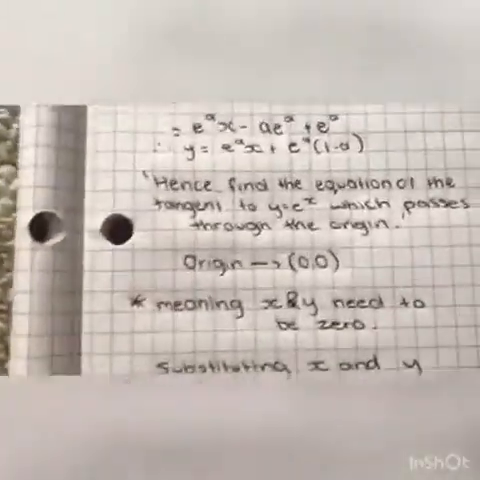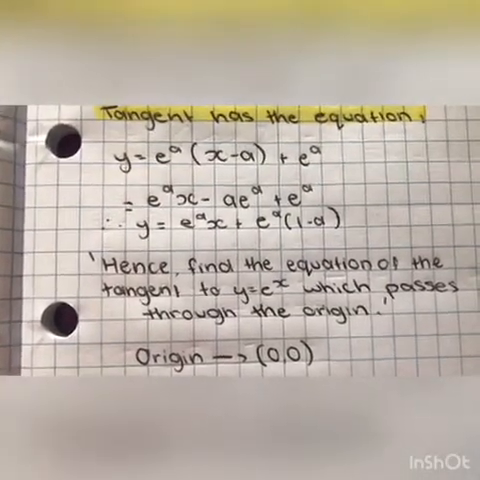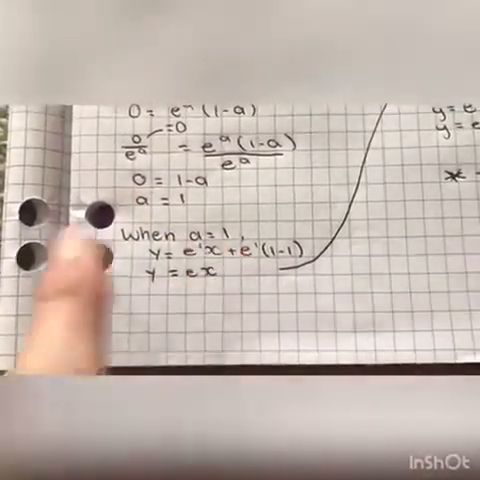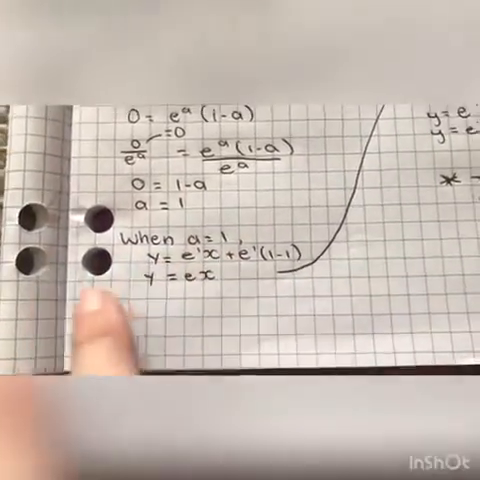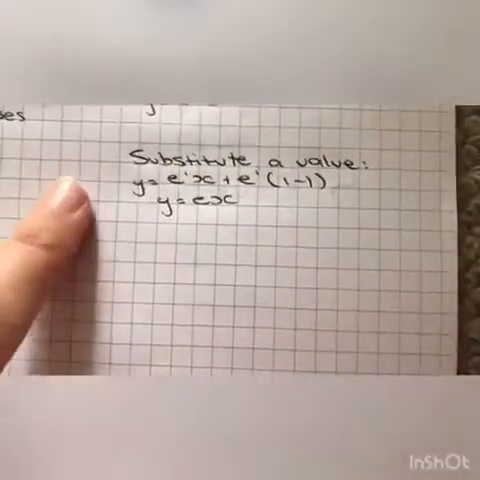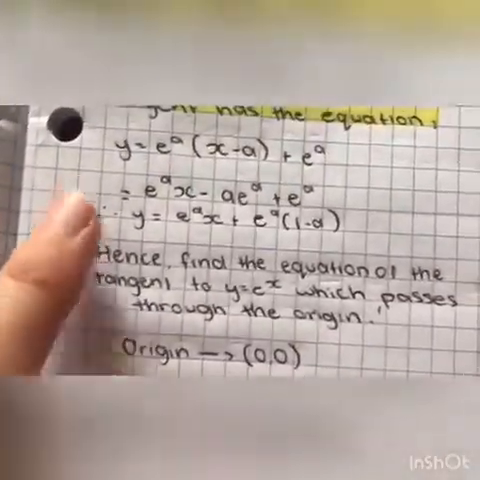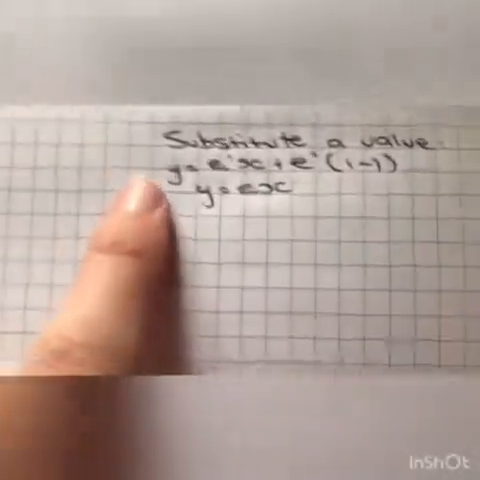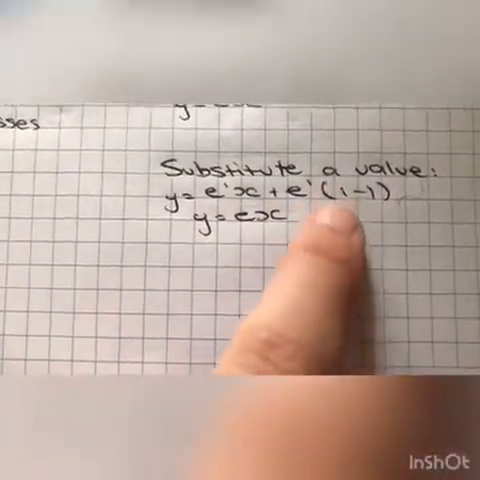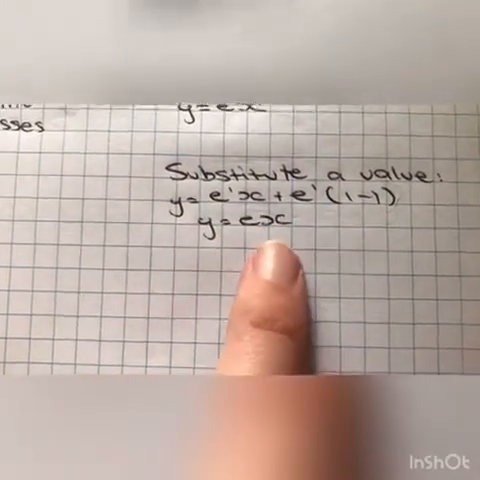And then going back to our original equation of y equals e^a x, add e^a(1 take a). Using our now known a value, which is 1, we substitute this 1 back into the equation, which gives us our y value of y equals ex. We then want to substitute our final a value that we found in part B into the equation found in part A to result in the equation y equals e^1 x, add e^1(1 take 1), meaning that our final tangent formula is y equals ex.